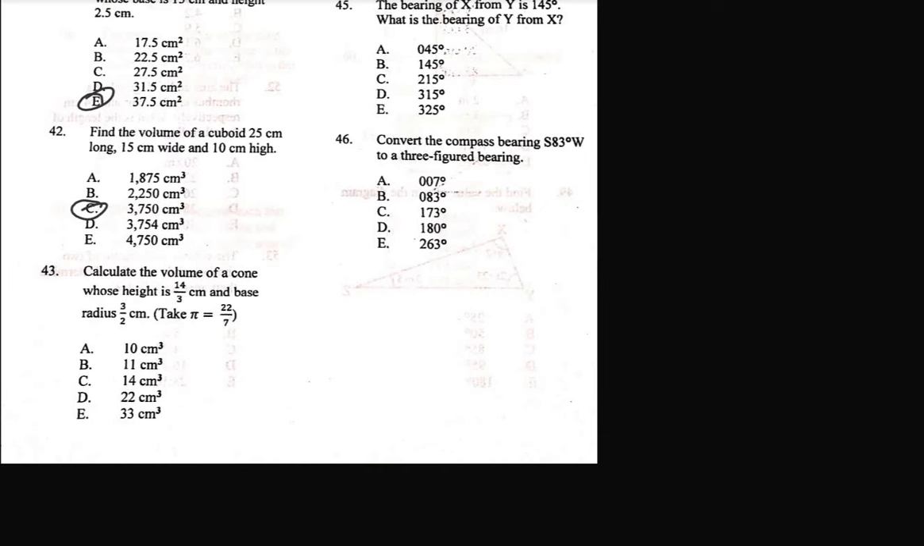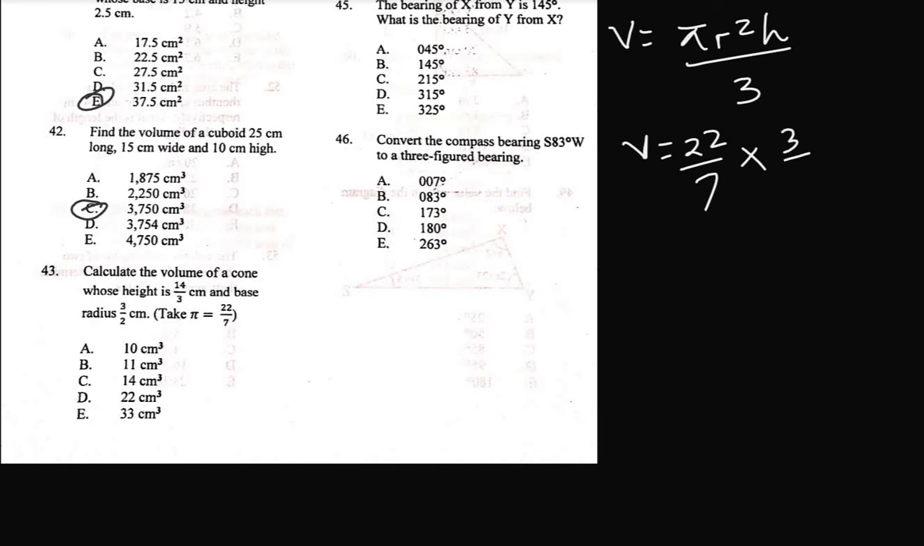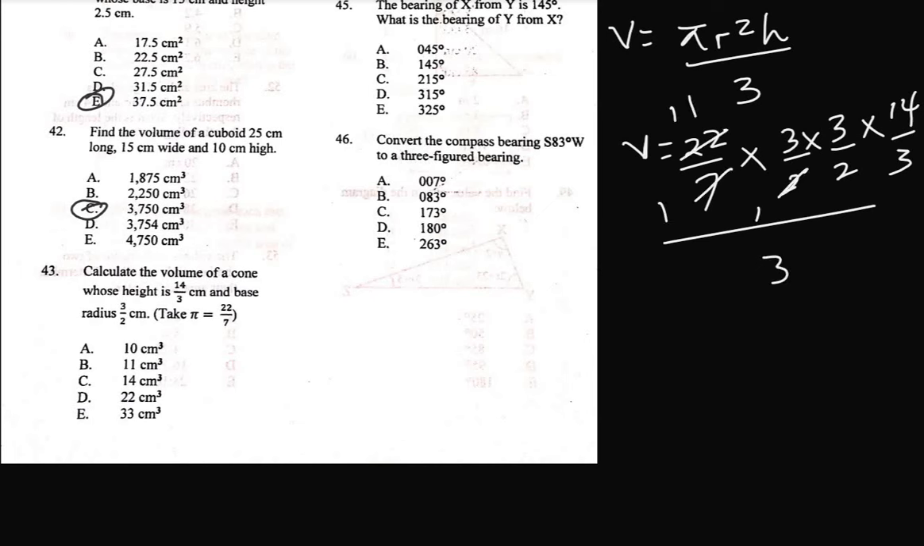So let's look at question number 43. Calculate the volume of a cone. Formula for calculating the volume of a cone is pi r squared h divided by 3. So the volume will be pi, 22/7, times the radius in the question for 43, which is 3 over 2 centimeters. Squared means you repeat it by itself. Then the height is what? 14 over 3, divided by 3. 2 into 2, 1. 7 into 14, 2. 2 into 2, 1. 3 into 3, 1.